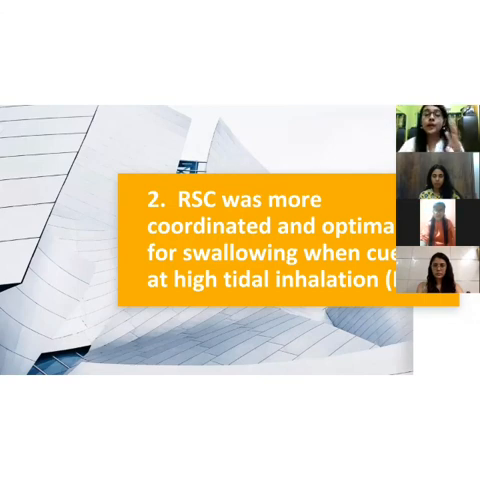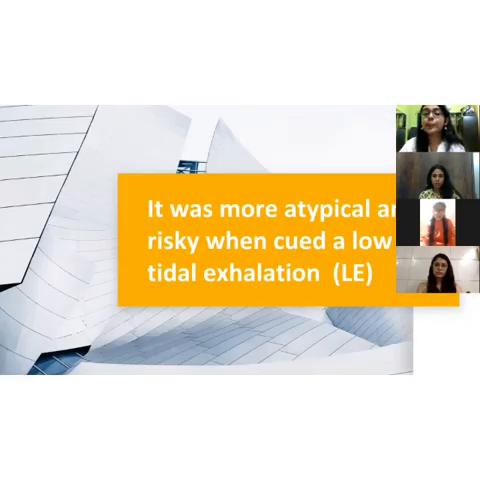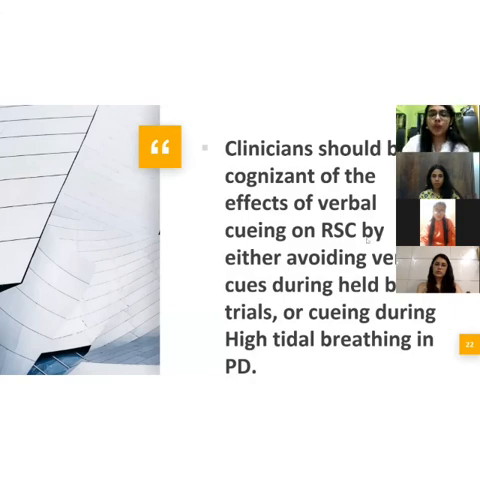Okay, next was RSC was more coordinated, which we discussed already, optimal for swallowing when cued at high tidal inhalation. And it was atypical and risky, especially when cued at low tidal exhalations. All right. So what do we conclude from this? Clinicians should be cognizant of the effect of verbal cueing on RSC by either avoiding verbal cues during swallow bolus trials or cueing during high tidal inhalation in persons with Parkinson's disease.